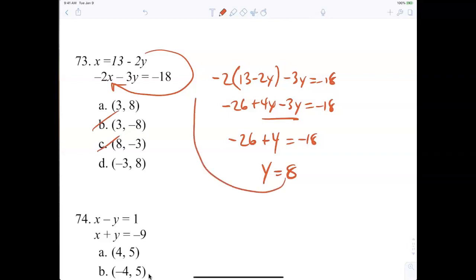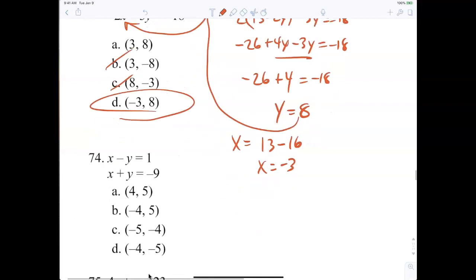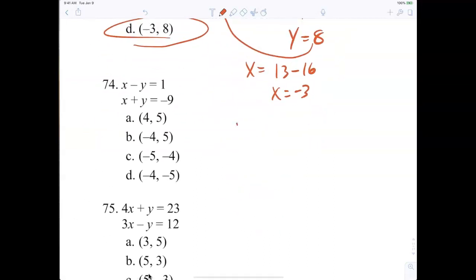Now I'm going to let y equal 8. So x is equal to 13 minus 2 times 8, which is 16. So x equals negative 3. Correct answer is D. All right, number 74 is really nice because you're adding them.